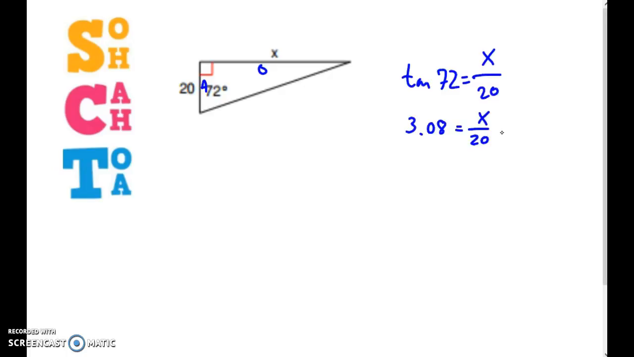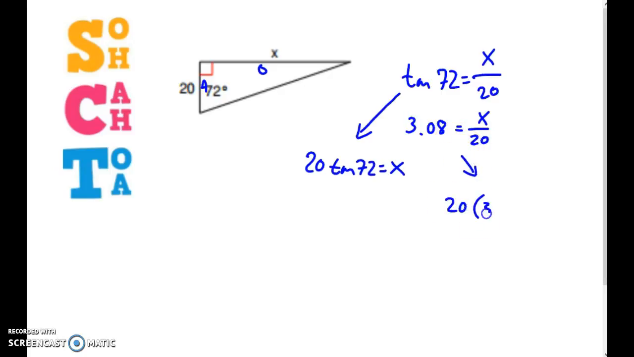Yes, you will have access to a calculator for the test. So if you encounter a problem like this one, you can work with it. If you don't have access to a calculator, the sneakiest move is just to leave it as tan 72. And you could just say 20 tan 72 equals x, and that's your final answer. If I have access to a calculator, I can get this decimal, 3.08, and then multiply it by 20, and that'll give me my answer.